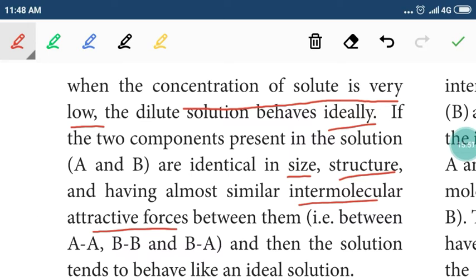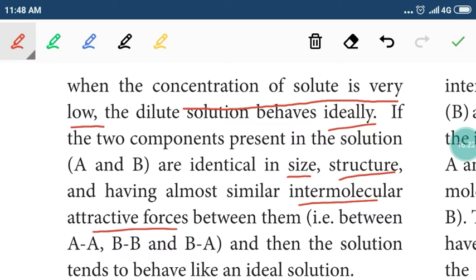Second condition is that solute and solvent molecules should have identical size, structure, and intermolecular forces. So when you take sodium chloride and water, sodium chloride is a solute and water is a solvent. In sodium chloride, there will be attraction. In water molecules, there will be intermolecular attraction. Between sodium chloride and water, there will be an attraction. So three types of attractions are common. Between the solute molecules, there will be an attraction.